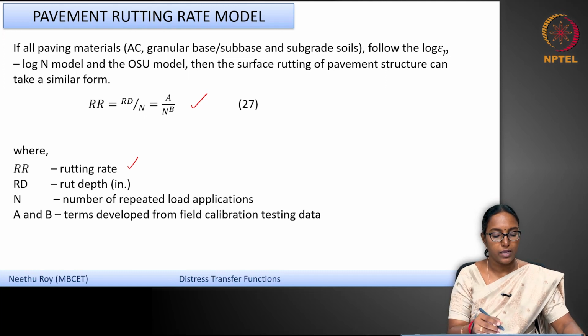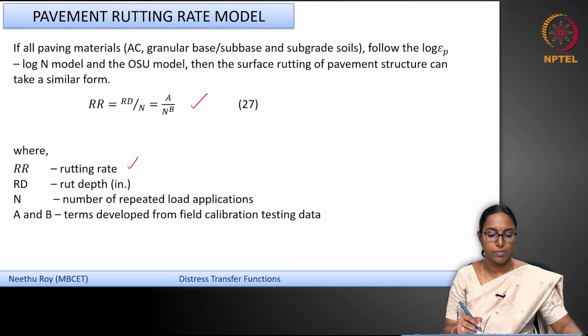Okay. So it takes the form RR, the rutting rate, equal to the rutting depth in inches divided by the number of load repetitions, which is equal to A by n raised to B, where A and B are the terms developed from the field calibration data.